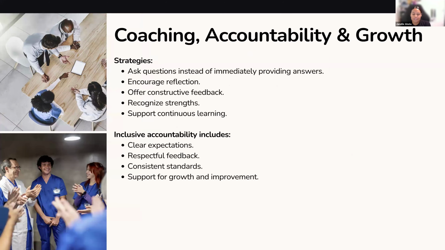So, as you move into becoming an inclusive leader, we need to talk about coaching, accountability, and growth. Effective leaders support that development through coaching. So, some strategies you can integrate, which we've talked about consistently, are asking those questions, encouraging people to participate in a conversation, and looking at what constructive feedback looks like for you, as well as setting clear expectations, respectful feedback, consistent standards, and support for growth and improvement.